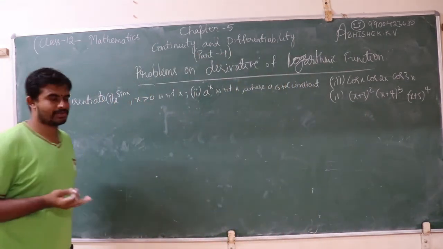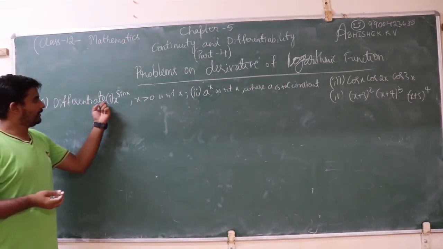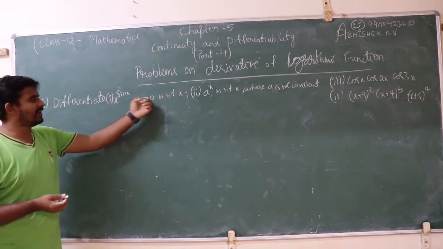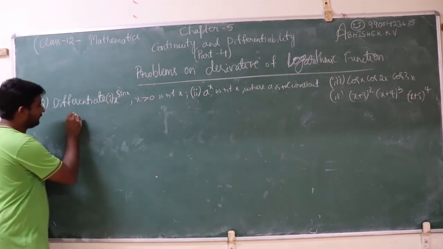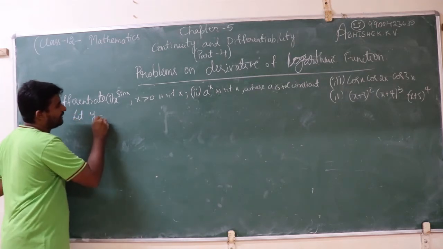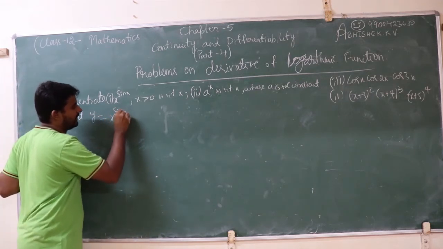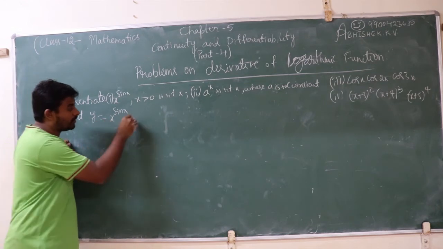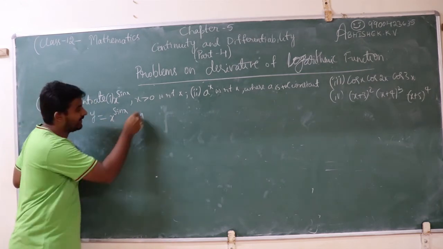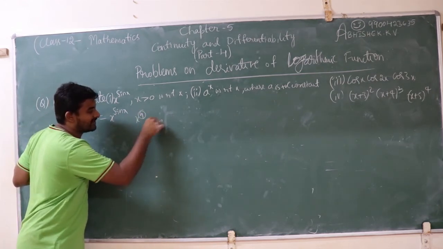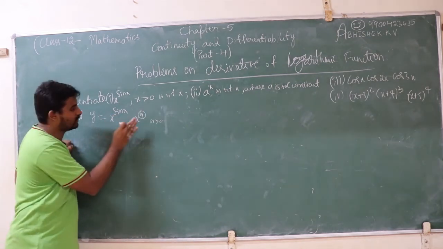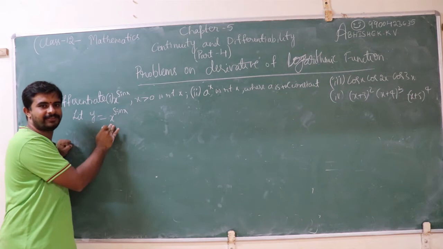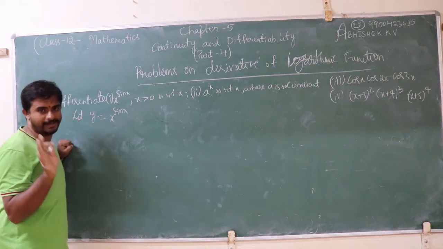Now the derivative of the logarithmic function, also the exponential function. Differentiate x to the power of sin x, for x greater than 0, with respect to x. Let y is equal to x to the power of sin x. It is not of the form x to the power of n, where n is a constant greater than 0. Here n is a function.